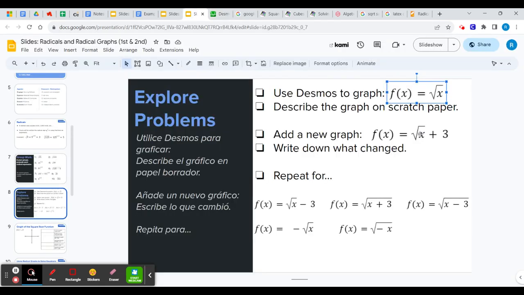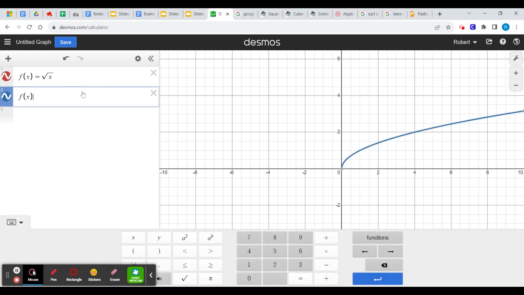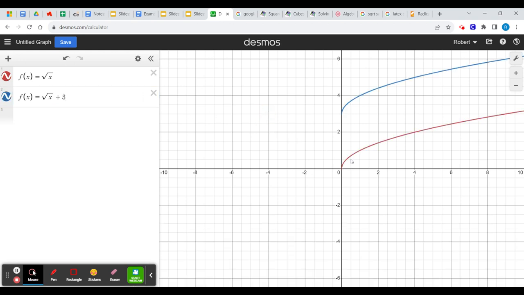Then what you should do is add a new graph. In this case, it'll be square root of x plus 3. So I'm going to go ahead and type this in. F of x equals the square root of x, and make sure that plus 3 is outside. And make an observation about what changed with our graph. How did it shift from our original? In this case, it looks like it went up 3 units.